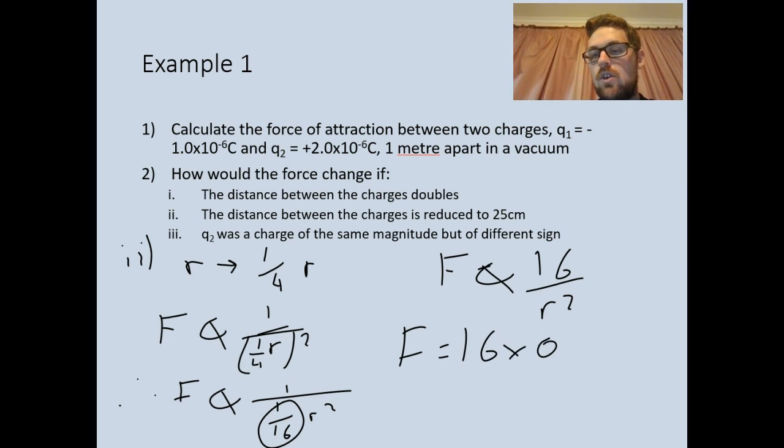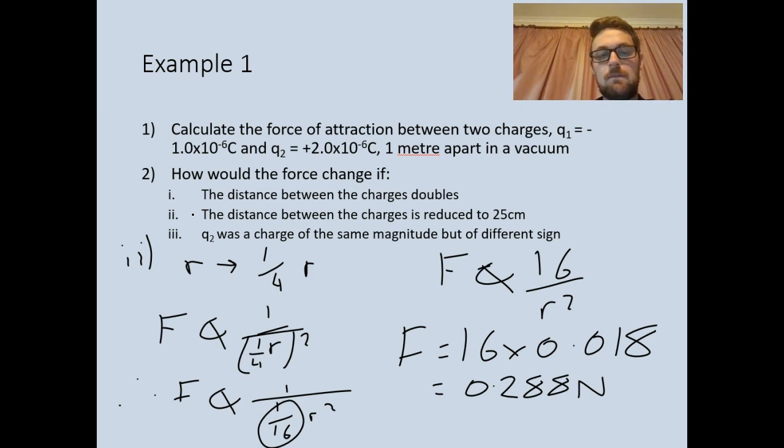So our new force, if we make it a quarter of the distance apart, equals 16 times 0.018, and that equals 0.288 newtons. Okay, so that's the second part. Let's go to the third now.